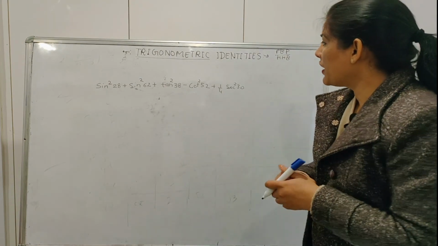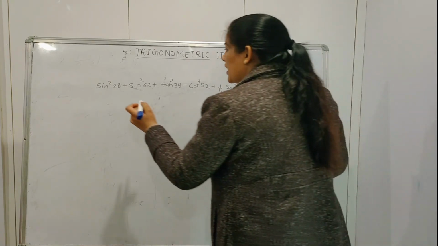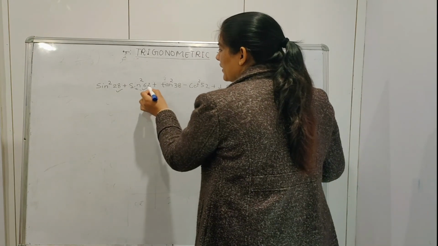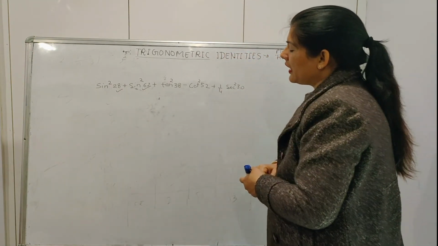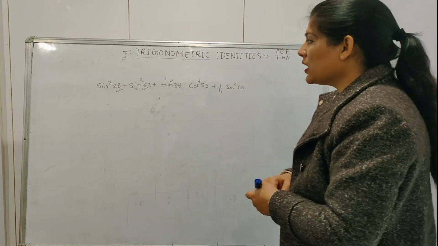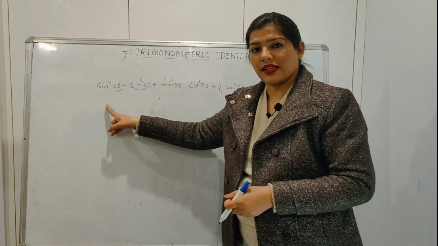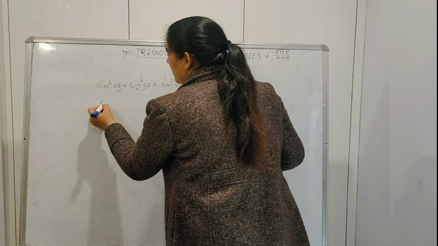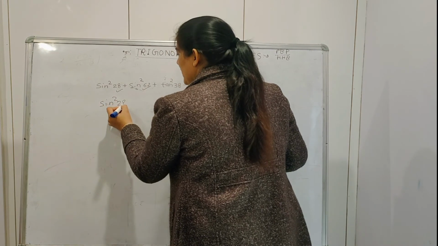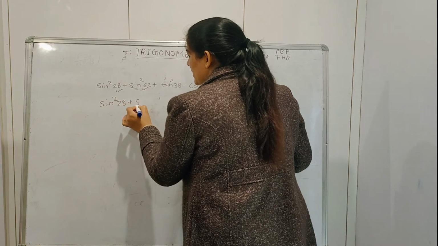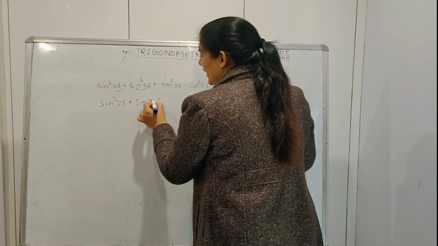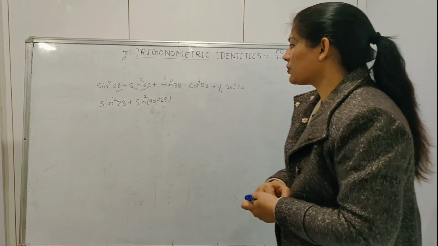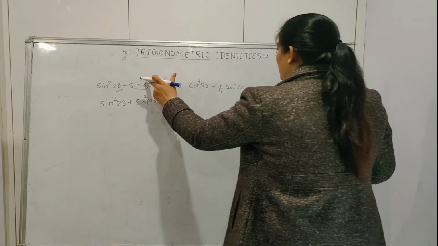So what we are going to do here is see whose sum is equal to 90. You can see here the sum of 28 and 62 is equal to 90. So keep one the same and change the other. Suppose I'm keeping sine square 28 the same, then you have to write sine 62 as 90 minus 28. So this is equal to sine square 90 minus 28, because we have a square here.